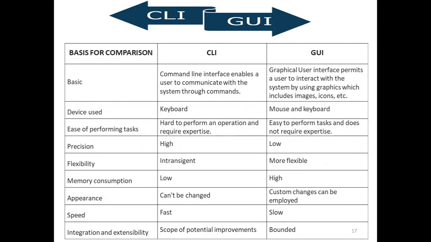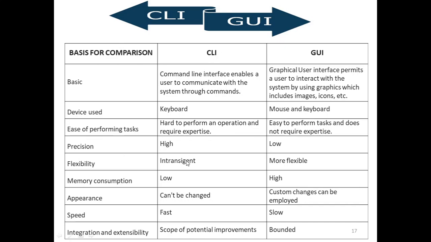Now these are the bases of comparison for CLI and GUI. First one is basic. Command line interface enables a user to communicate with the system through commands, and GUI interacts with the system by using graphics, which include images and icons. Device type: keyboard for CLI, and mouse and keyboard for GUI. Ease of performing tasks: CLI is hard to perform an operation and requires expertise. GUI is easy to perform tasks and does not require expertise.